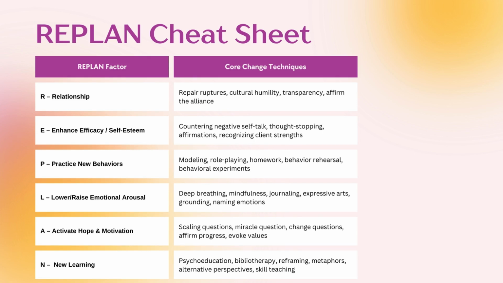So looking at relationship, everything rests on this. If the relationship isn't strong, no technique will work. Sometimes the intervention is the relationship, affirming the alliance, showing transparency, or repairing a rupture when trust has been shaken.